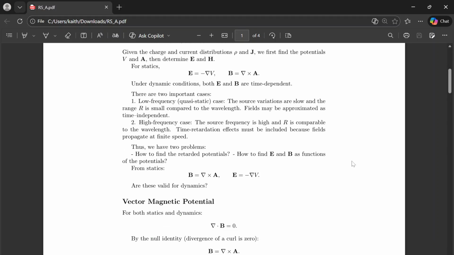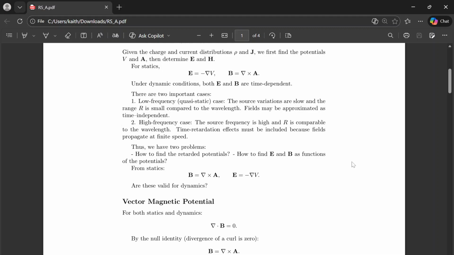So there are basically two important cases. One is the low frequency or the quasi-static case. In this, the source variations are slow and the range R is small compared to the wavelength, so the fields may be approximated as the time independent case. This is a generalized case which we won't be discussing in this video. In this video, I'll focus on the high frequency case, which is the second case.